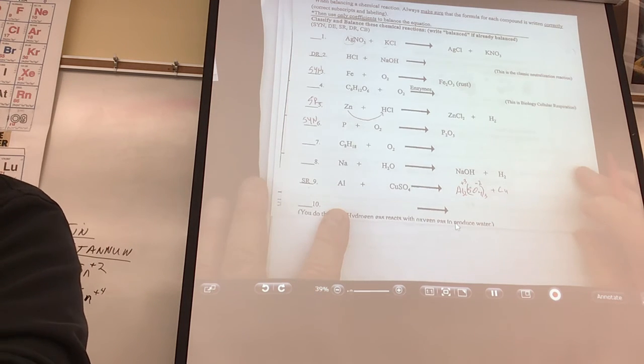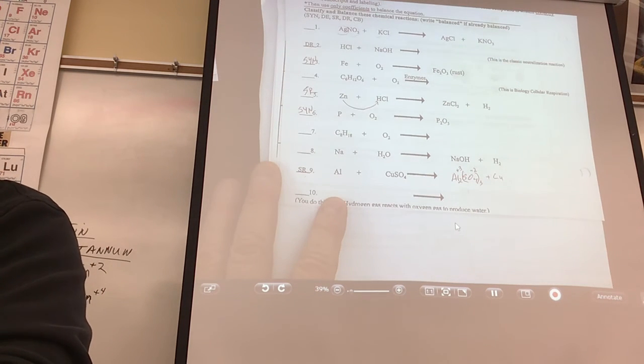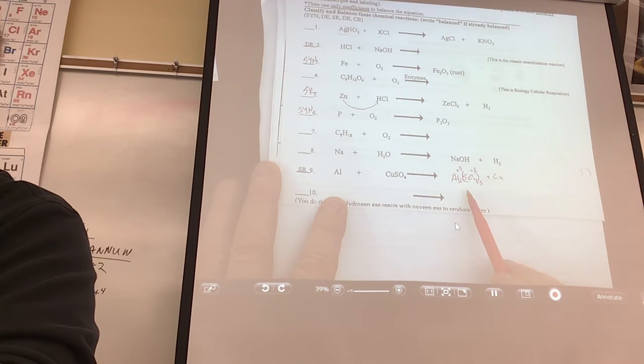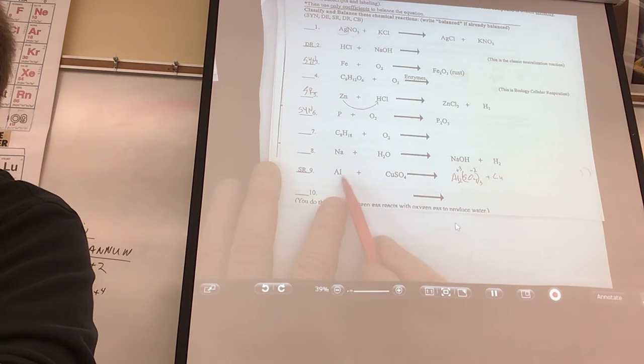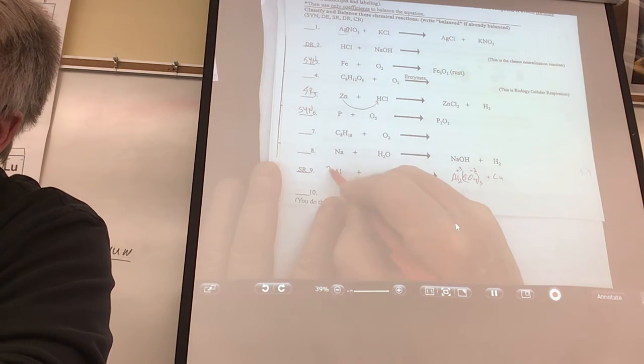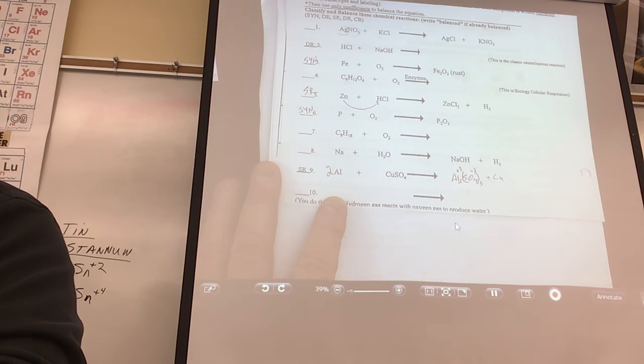Now, that should bother some of you because just like when I began the lesson, you said, wait a minute, I only see one aluminum here, and you end up with two. How do you end up with two aluminums when you only start with one? Well, I'm going to fix that by doing what? What's that B word that means you're going to put coefficients in front of things to make it make sense? Balance.